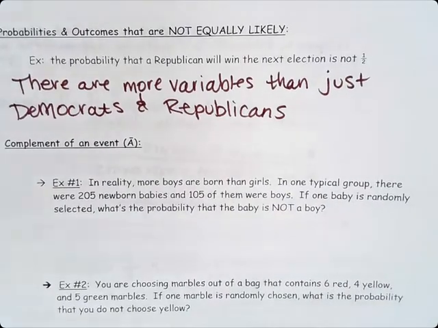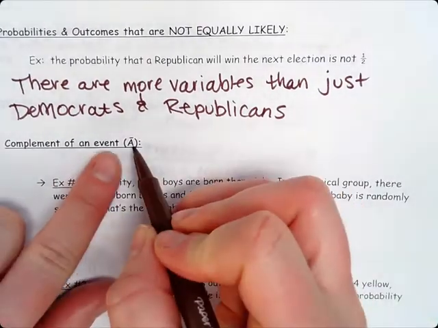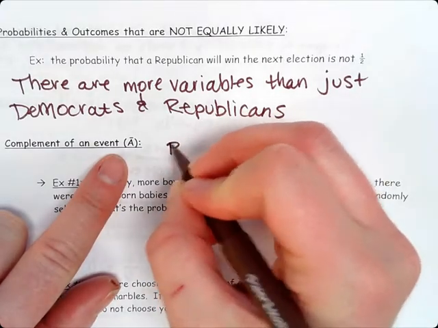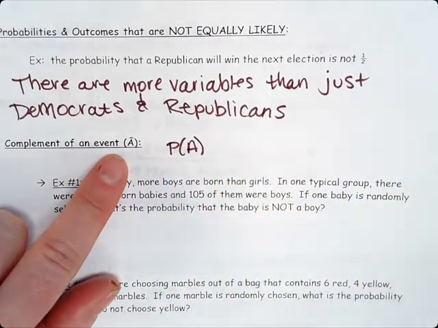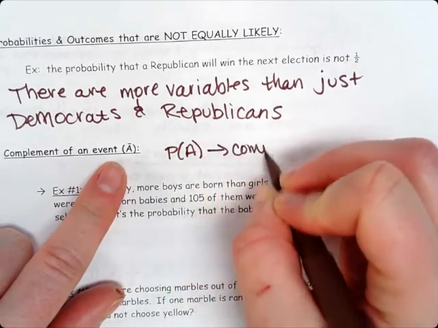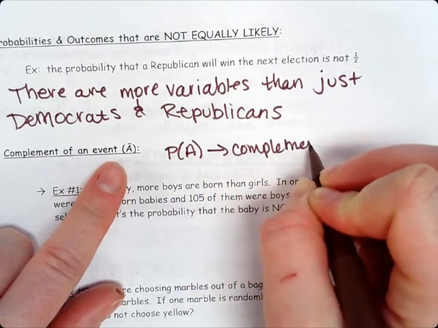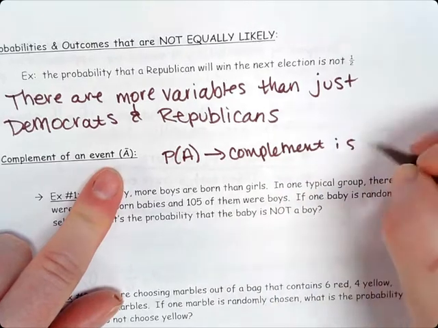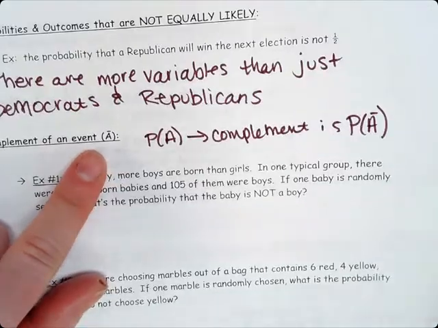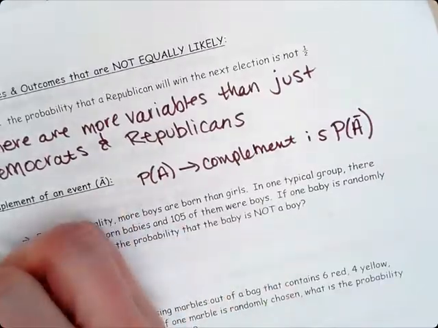Okay, the complement of an event. So remember how we put A as our probability? So we do P of A. So the complement is P of A bar. Complement means the opposite of it. All outcomes in which the event does not occur.